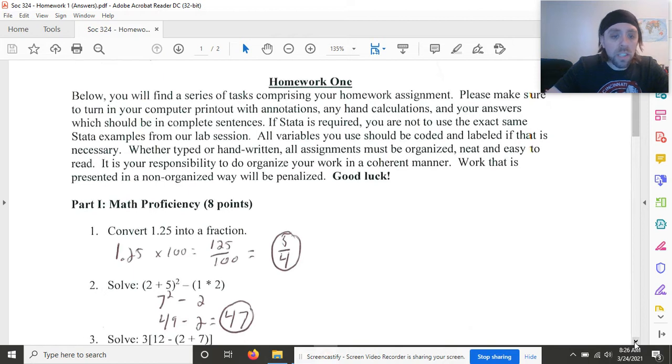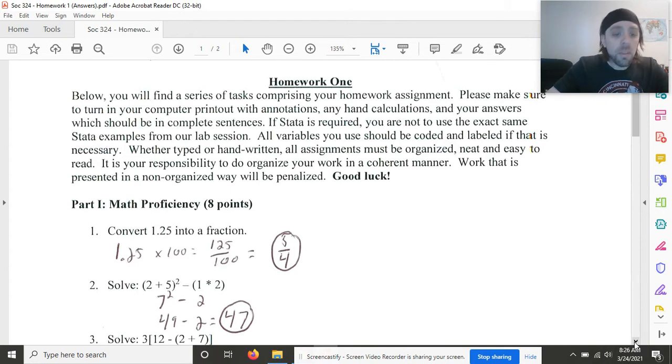So order of operations here: solve 2 plus 5 squared minus 1 times 2. So I needed to do what's in the parentheses first, then the exponents, then my addition and multiplication. So this reduces to 7 squared minus 2. 7 squared is 49, minus 2 is 47.